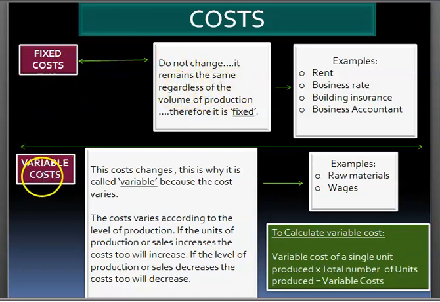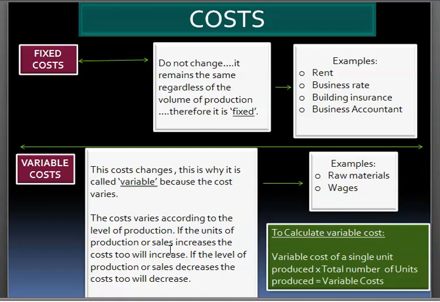The second category of cost is variable. This cost changes. This is why it's called variable, because the cost varies according to the level of production. So when a business increases the level of their output, if they were making 20 computers before and now they want to make 50 computers, the cost will go up. The reason being that they will need to buy more materials to make more computers. They will need to hire more staff to make more computers. That is why the cost is going to go up.